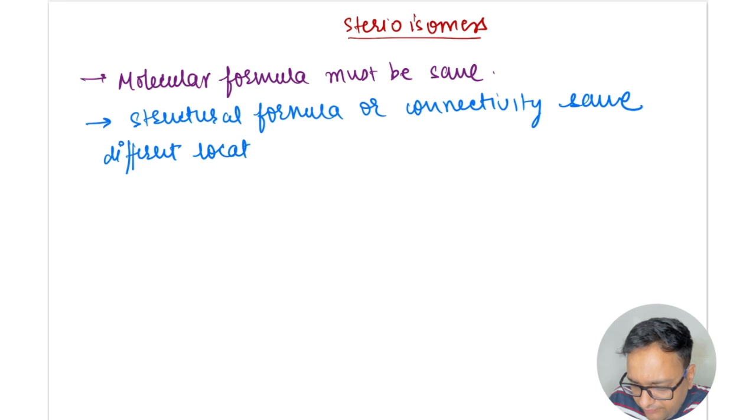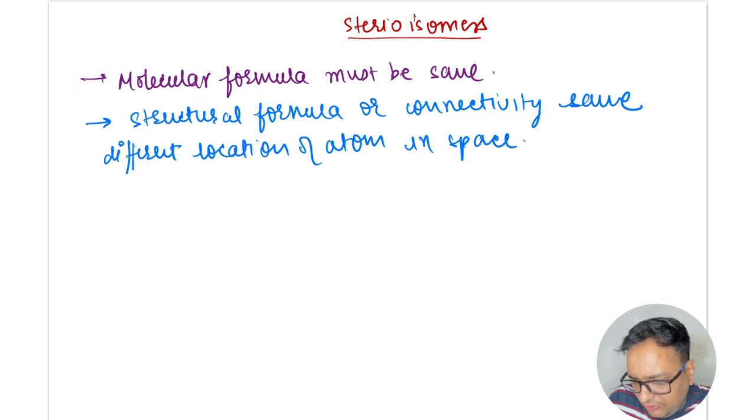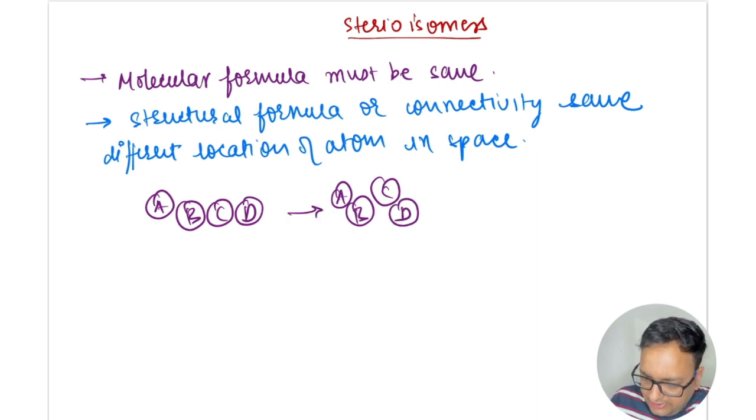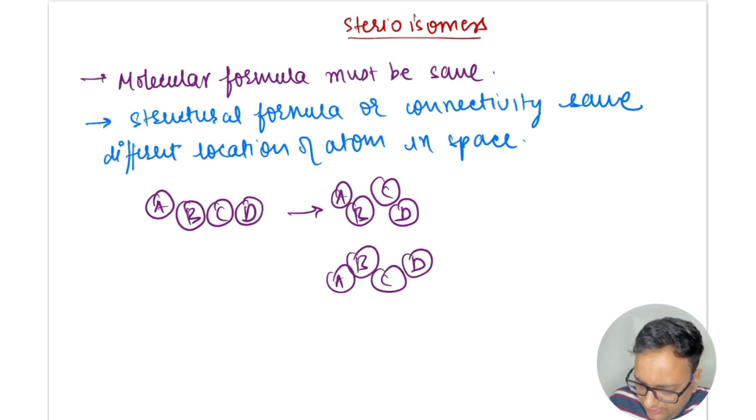Different location of atoms in space. So the location of atoms in space must be different. Like we have a molecule A, B, C, and D. All the four are connecting like this. One is connecting like A, then B, then C, then D. Okay, one connection is like this, and in another connection A is below, B is above, C is below, and D is above. We're going to see in examples how it makes sense.